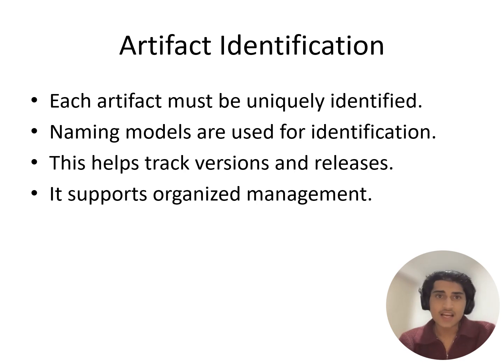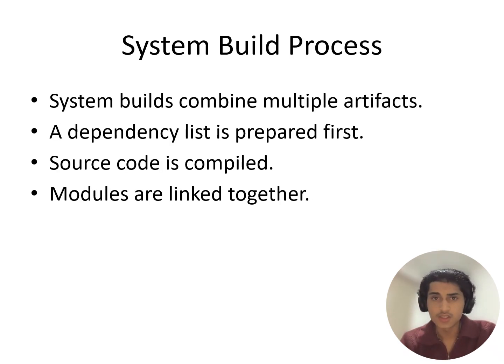Moving on to the next slide, what is artifact identification, or how do you identify an artifact? Each artifact must be uniquely identified while building software. Naming models are used for identification, so naming conventions help to identify each artifact uniquely. This also helps to track the versions and releases of the artifacts and the software, and overall helps to support organized management.